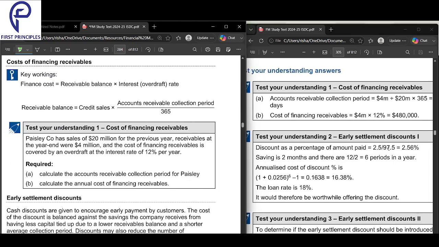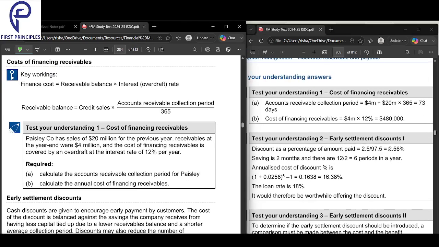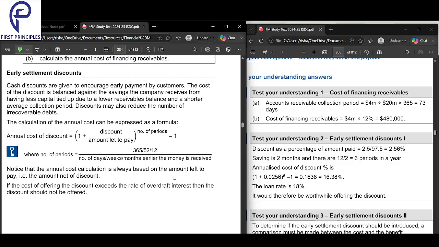First is your receivable days, normal formula, and then your cost of financing. You just take 12% of the receivables. Next, we have early settlement discounts.